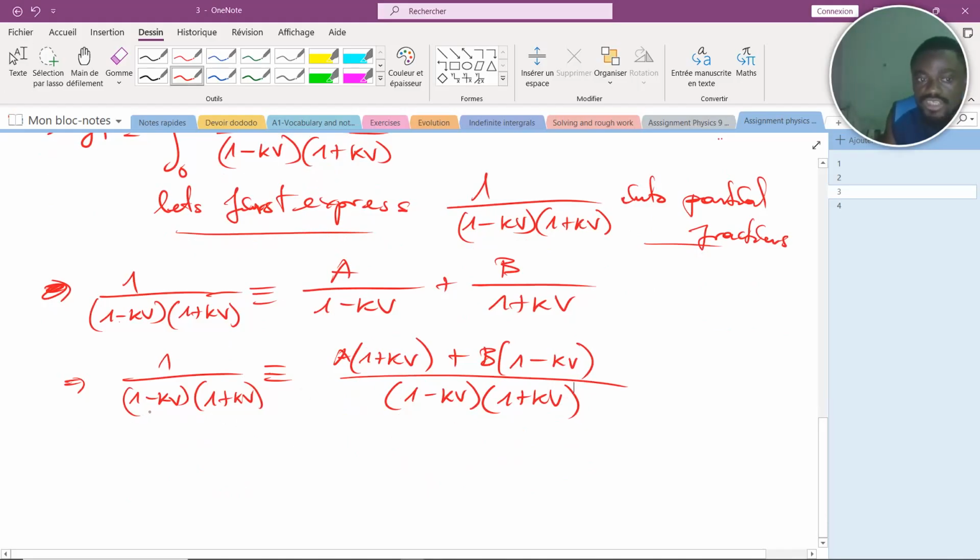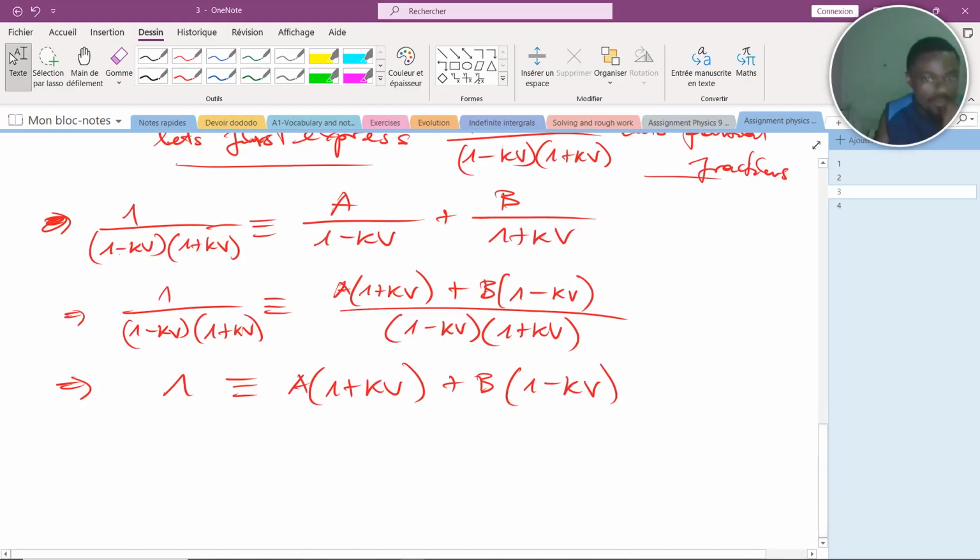The denominators are identical. So for this to be identical to this, what does it mean? It means that this numerator has to be identical to the numerator here. So this implies 1 must be identical to A into (1 plus kv) plus B into (1 minus kv). Is that okay?